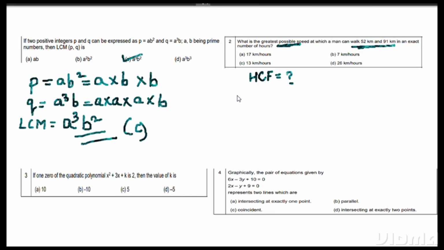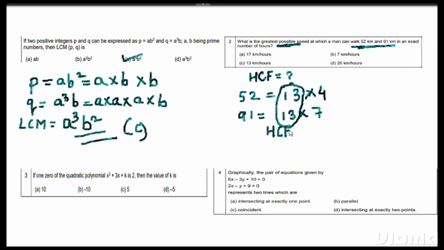Let's find the HCF. 52 I can write as 13 times 4, and 91 I can write as 13 times 7. So which is the highest factor here? That is 13. So I can say that the HCF is 13 and that is the greatest possible speed. So that is 13 kilometers per hour. So again the answer is option C. So this was your second question.